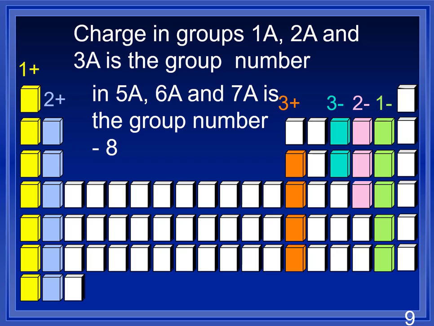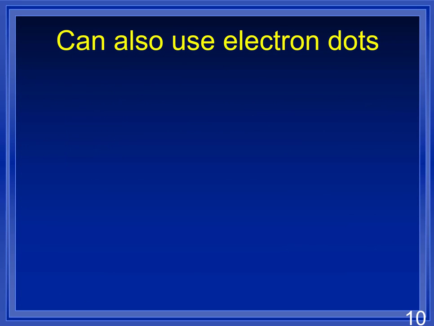So these lose electrons to look like noble gases before them. These gain electrons to look like noble gases after them. And that's why they get the charge they got. I'm going fast because this is review. All right? We've done this before. We could have used electron dots, but we're not going to do that.